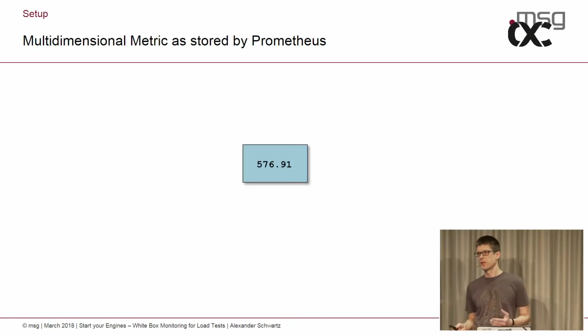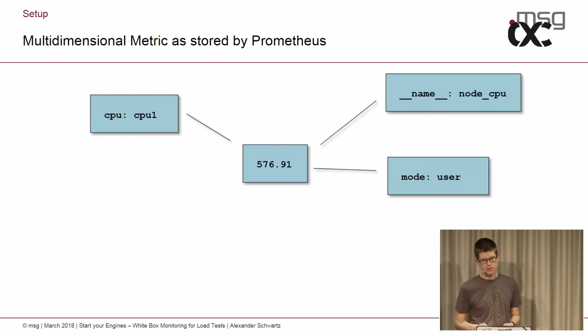And it's being stored as a multi-dimensional metric within Prometheus. So it's 576.91 seconds that CPU core 1 spent in mode user, and actually the label that we've seen in the page before is also, the metric name is also a label.